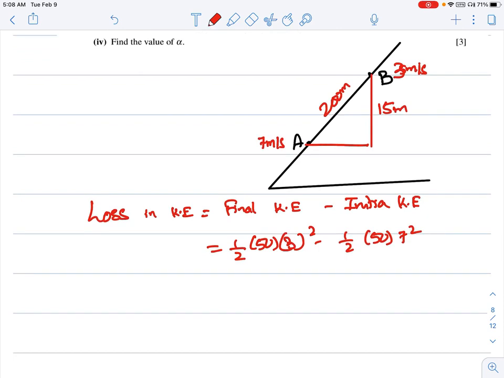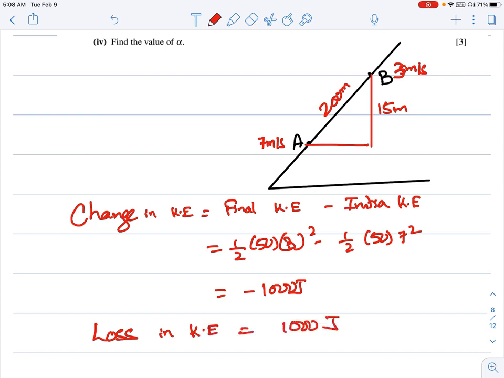Because he's asking loss in the kinetic energy, what I am doing is finding the change in kinetic energy, which gives me negative 1000 joules. But he's asking loss in kinetic energy. Loss in kinetic energy will always be a positive quantity, so therefore 1000 joules.